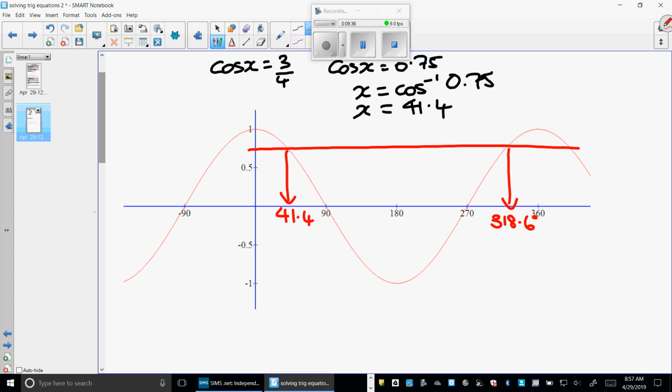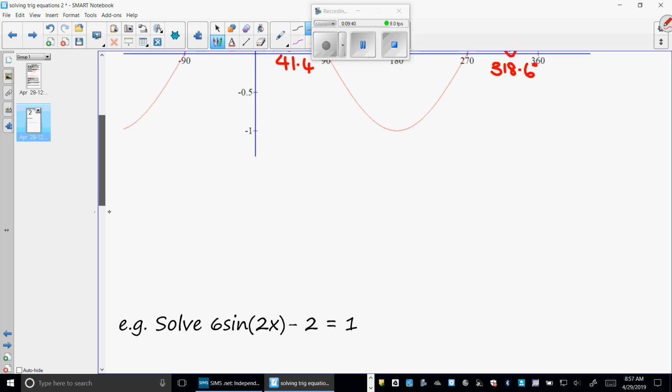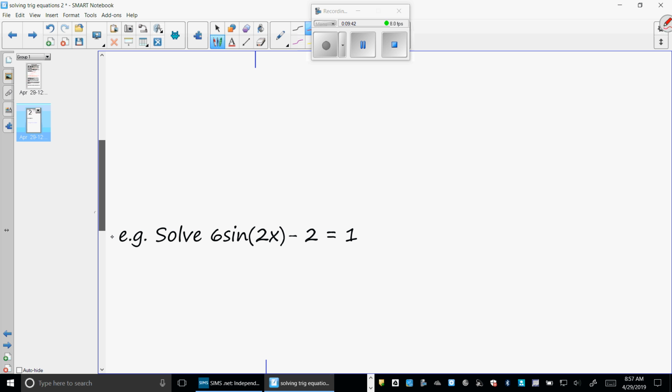Okay, so sometimes it may involve you rewriting more of this. Sometimes it's going to involve a lot more rearrangements. Okay, so how would we rearrange this bad boy? So add 2 first of all, so we've got 6 sine 2x is 3. According to Ben, divide by 6.